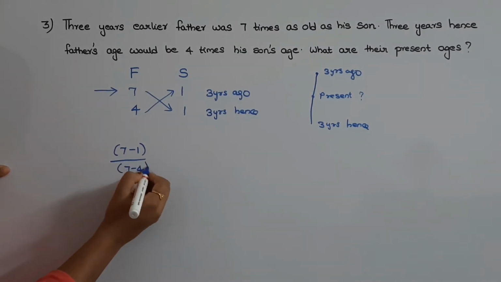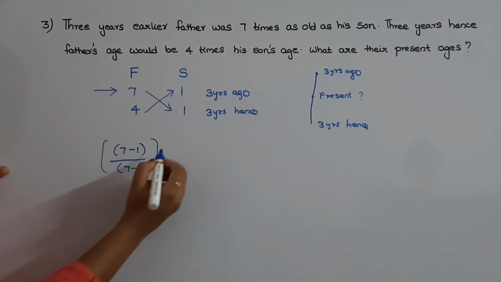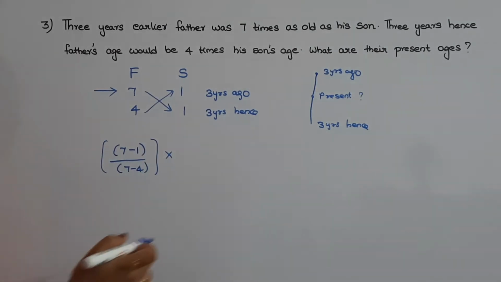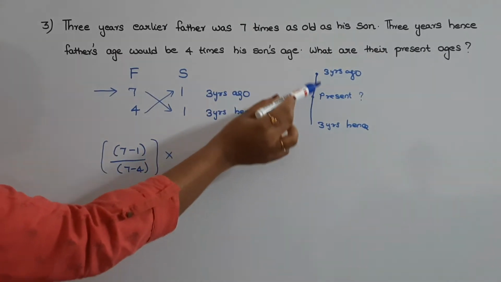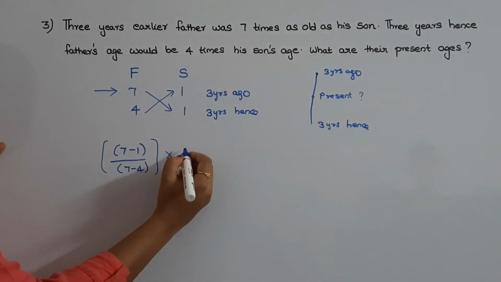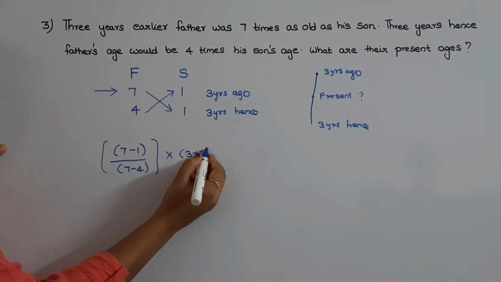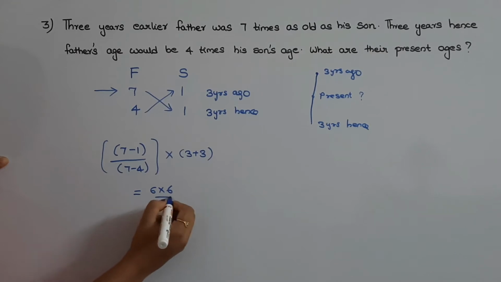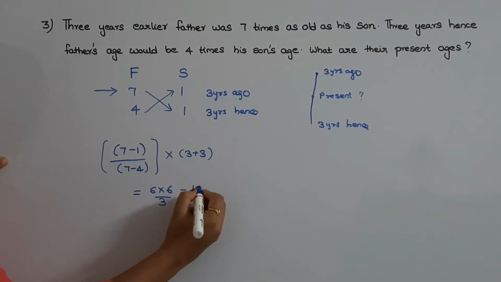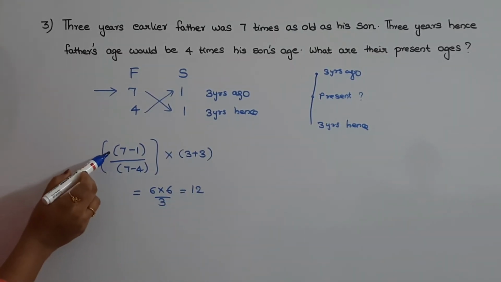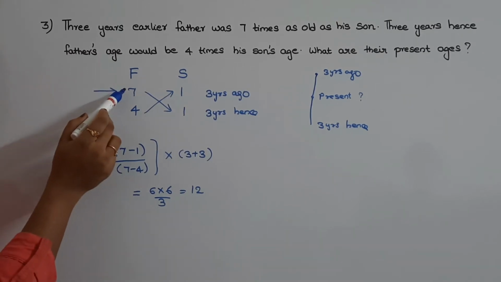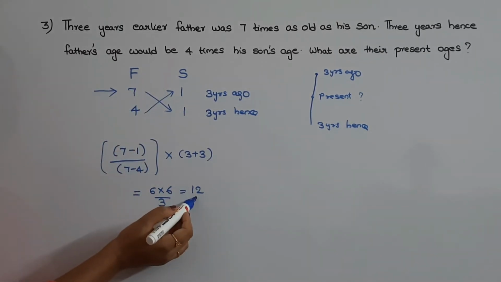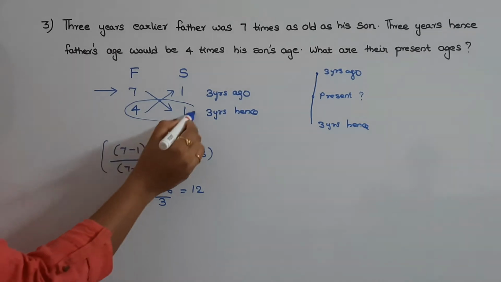Okay, now multiply this fraction by the effective number of years. Here the effective number of years is 3 plus 3, that is 6. Now on solving this, you will get 6 into 6 by 3, that is equal to 12. Here in the numerator we took the difference of 7 and 1. Hence this value should be multiplied to the other ratios.